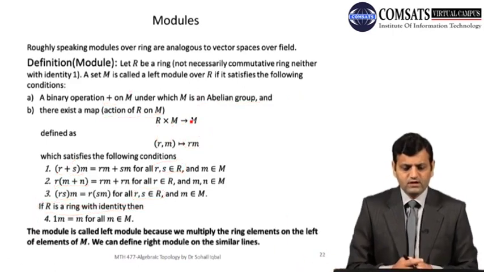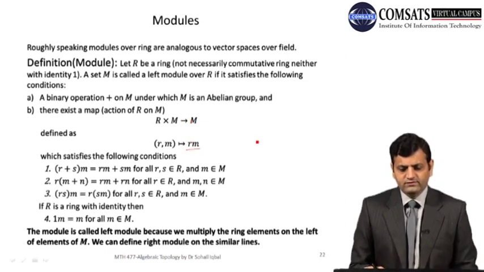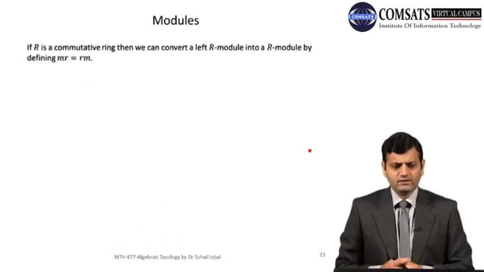So the module is called left module because we multiply the ring elements on the left of elements of M. We can define right modules on similar lines. Okay, so of course in that definition we will define this action in this way, that M into R. Now let's see under what conditions a left module becomes a right module.